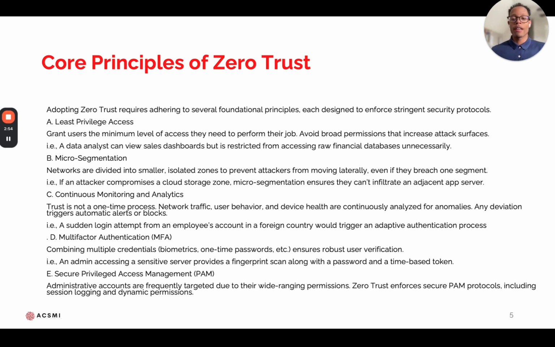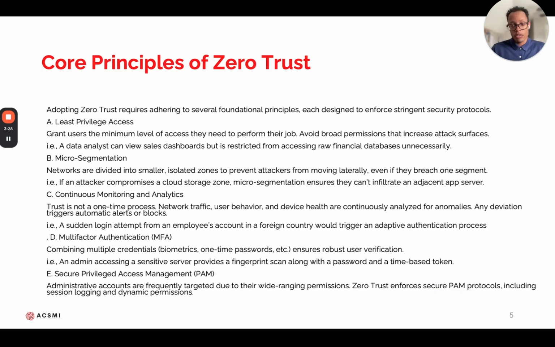Continuous monitoring and analytics is another piece to it. We're not just going to trust it, and it's not a one-time process, but an ongoing one. We're continually monitoring the system to ensure that our devices and users are always validated and verified each time. Combine that with multi-factor authentication, one-time passwords, biometrics, and then another layer of access management, from a privileged standpoint, to secure that.